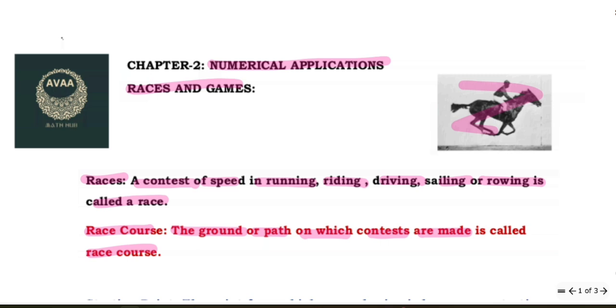For example, in this horse race, the person is riding on a horse, so they have been provided with the ground. In that, we are able to look at the contestants and whoever is winning the game. So the particular ground or path which has been provided to them for racing is said to be the racecourse.